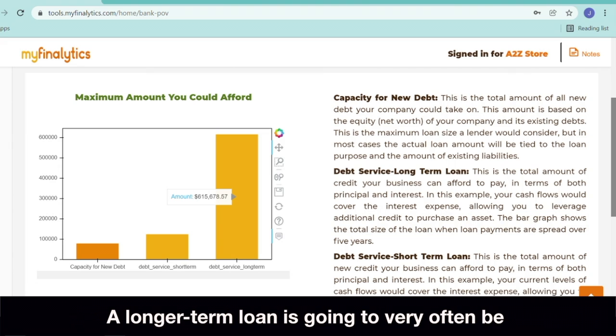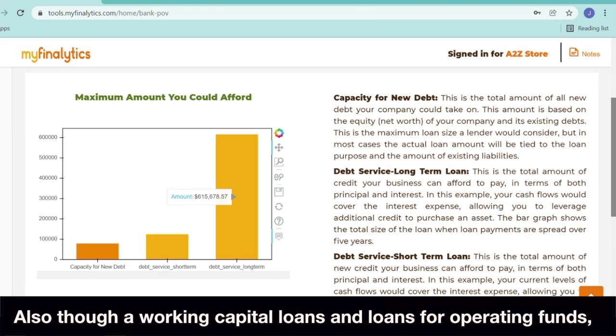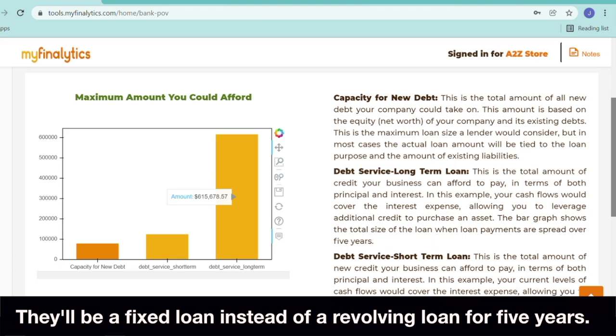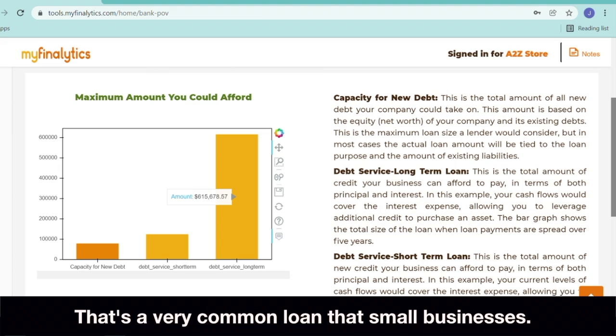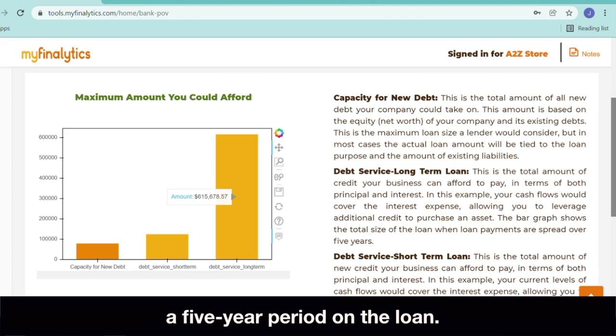A longer-term loan is going to very often be for something like equipment. It may be for property purchase. It is very likely to be for equipment. Also, though, working capital loans and loans for operating funds are loans that will have a 5-year repayment period. There'll be a fixed loan instead of a revolving loan for 5 years. So that's a very common loan that small businesses see, and that's part of the reason why we're showing you a 5-year period on the loan.